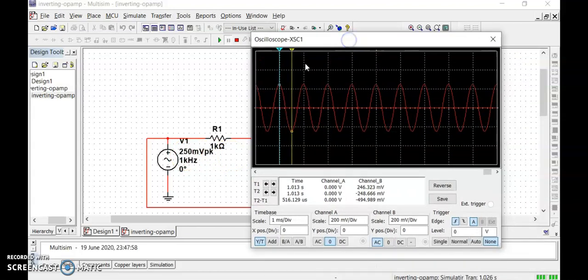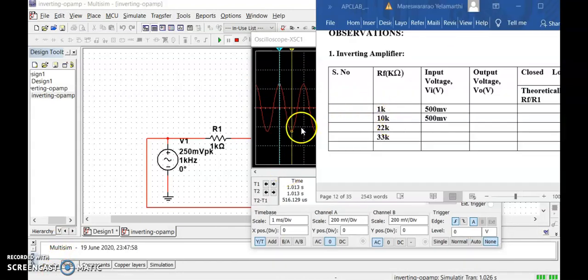Okay, next, now tabulate the reading. For an RF value of 1 kilo ohm, our input is 500 millivolts and output is also 500 millivolts. Just write the 500 millivolts here, small mV.